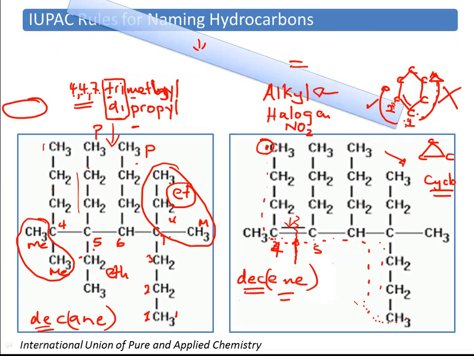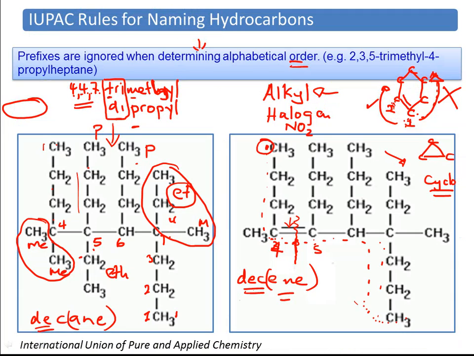Now, let's look at the next one. Prefixes are ignored when determining the alphabetical order. That's what I said earlier. And another thing, before we go on to prefixes, when you are looking at an alkene, we need to state the position of the double bond on the principal name. So this one becomes dec, and then 1, 2, 3, 4. So the first carbon we arrive at is carbon number 4. So it's 4-dec-ene. This is the name for this one here.